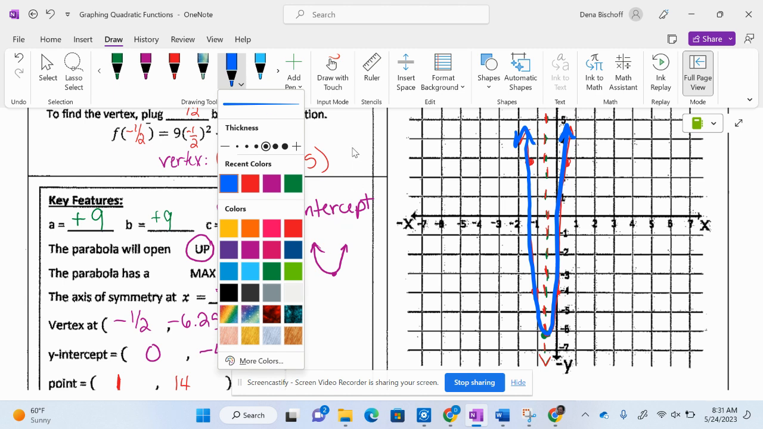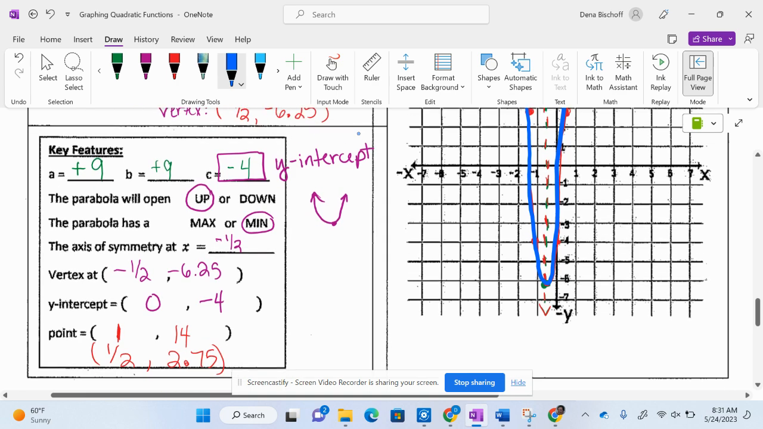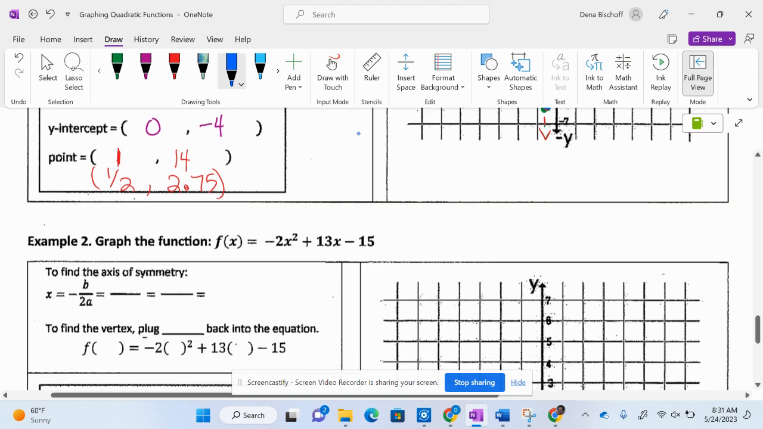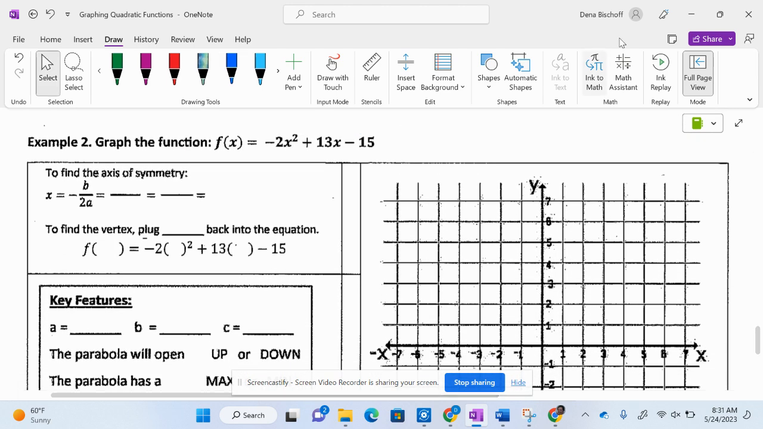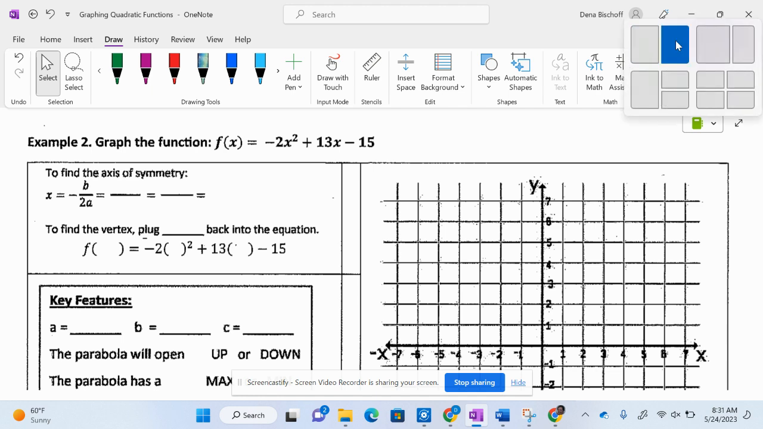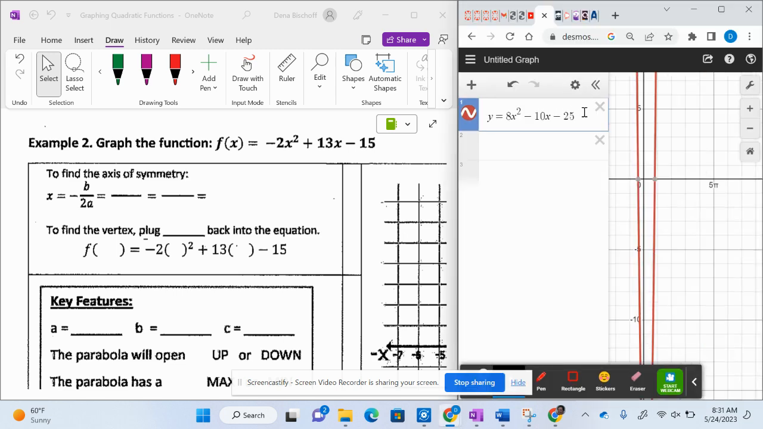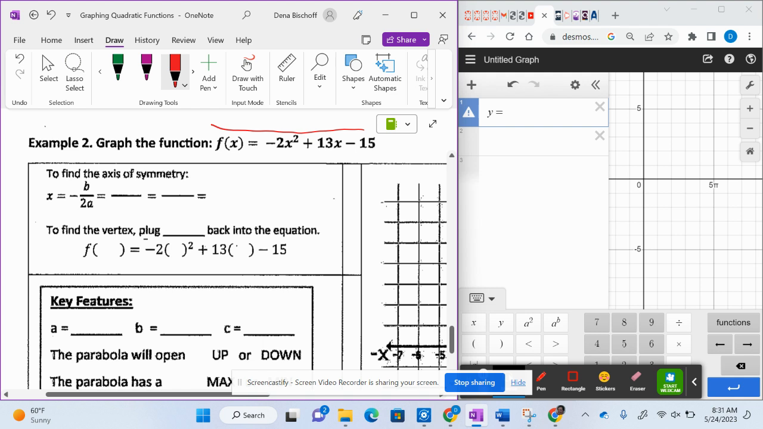Okay. We're going to do one more and then we'll get started on our activities. So this one we're going to use what for it? Yeah, we're going to use Desmos with this one, okay? So I'm going to go to Desmos right here. I'm splitting my screen. We're still going to fill all of this out. But in Desmos, I'm going to write out this equation right here.